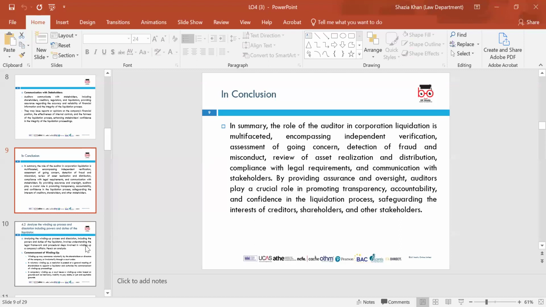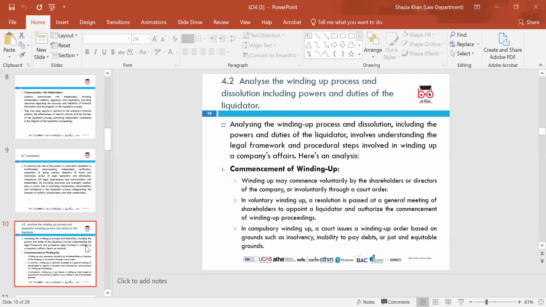Now we're going to go on to looking at 4.2, which is analysing the winding up process and dissolution, including powers and duties of the liquidator. So firstly, analysing the winding up process and dissolution, including the powers and duties of the liquidator, involves understanding the legal framework and procedural steps involved in winding up a company's affairs.